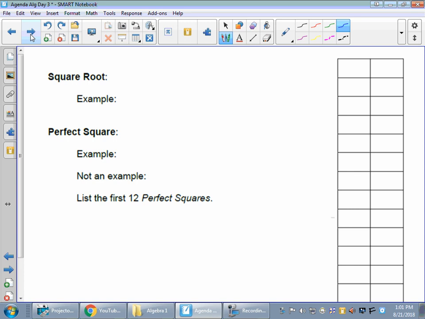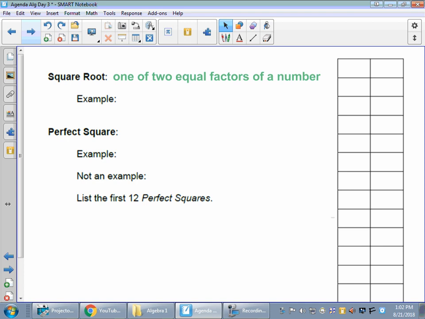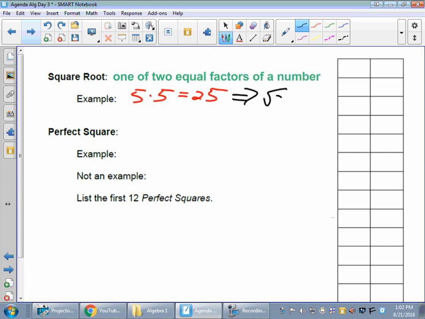Let's talk about square roots now. What is a square root? You've heard the term before. Well, definition-wise, we would say one of two equal factors of a number. A factor is a number that you multiply by. So an example would be 5 times 5 equals 25. What that basically means is 5s are your factors, and they multiply to make 25. Since they're equal factors, 5 and 5, if you take the square root of 25, you would get 5.